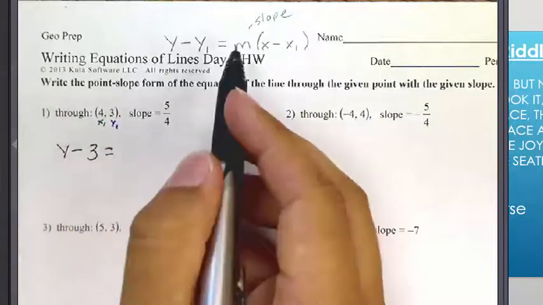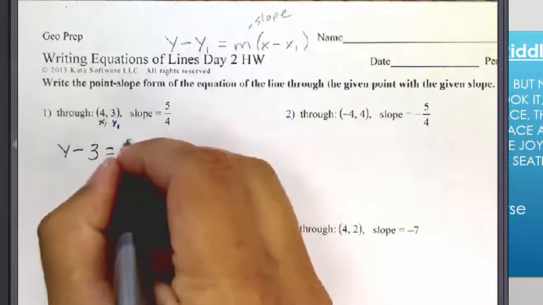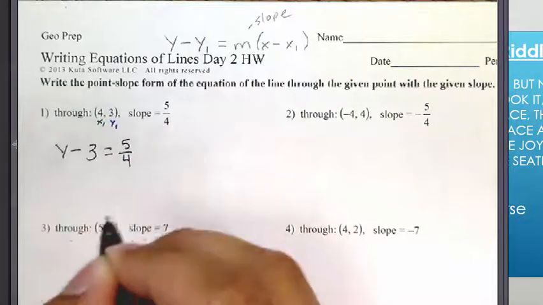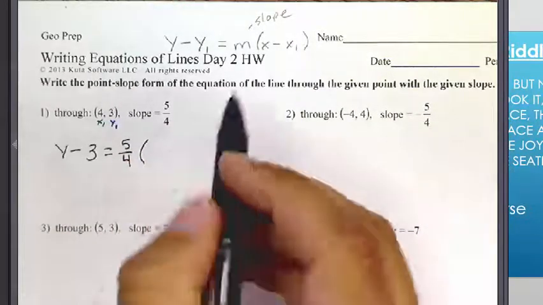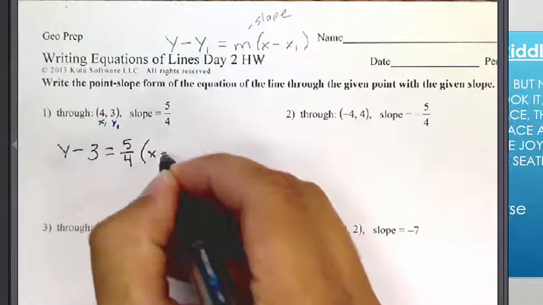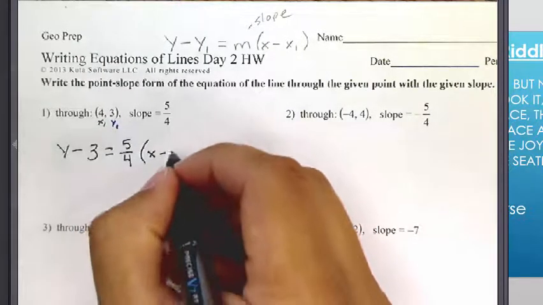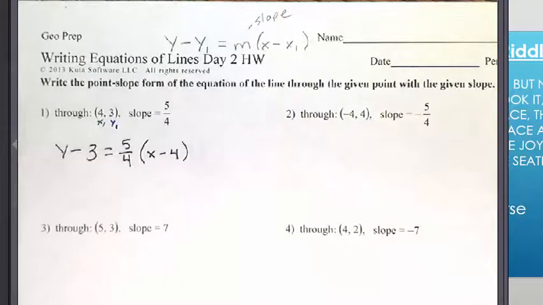And that equals our m, which is slope, and that's 5 over 4 times x minus our x1, and we have that labeled as 4. Okay, that's all we want you to do for problems 1 through 6.